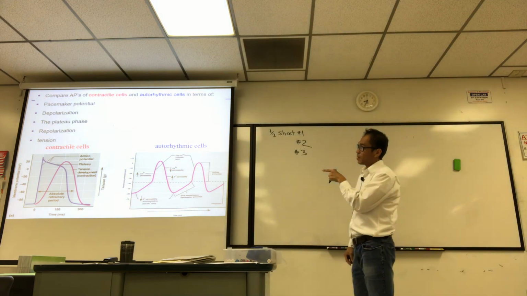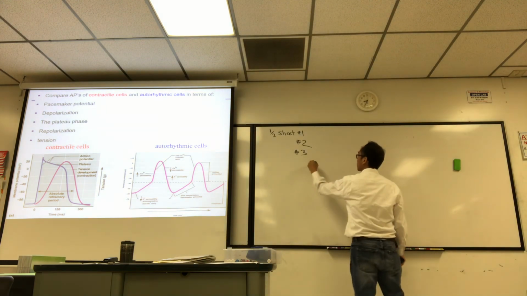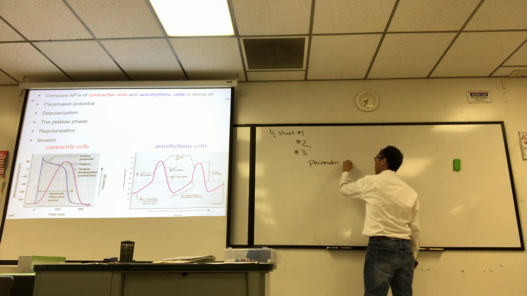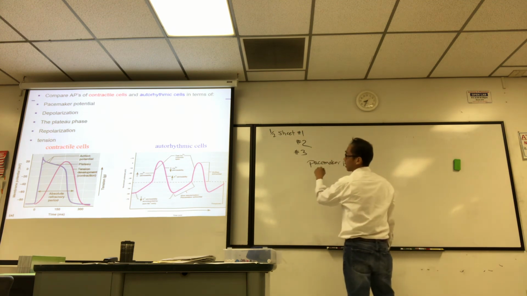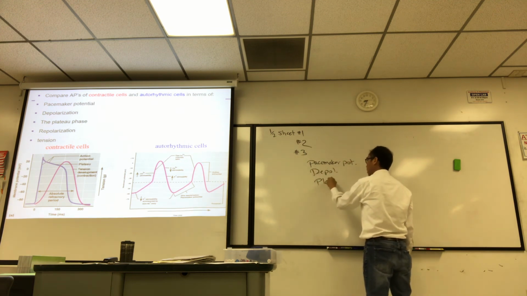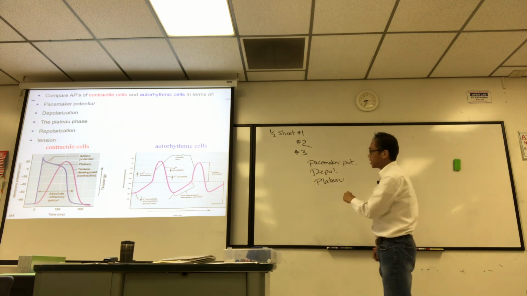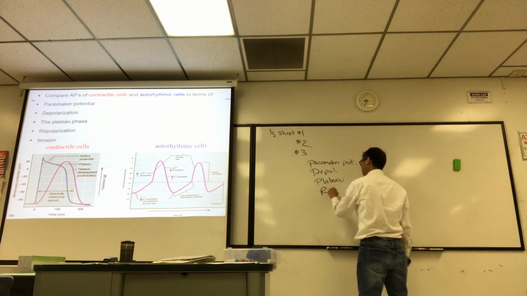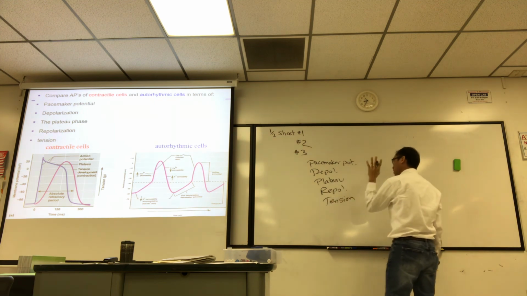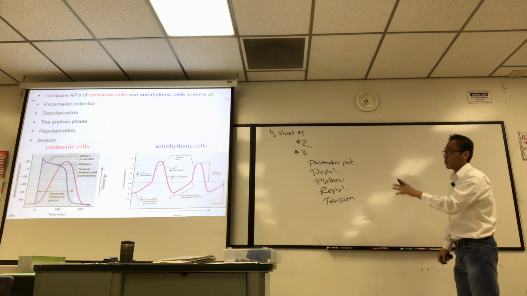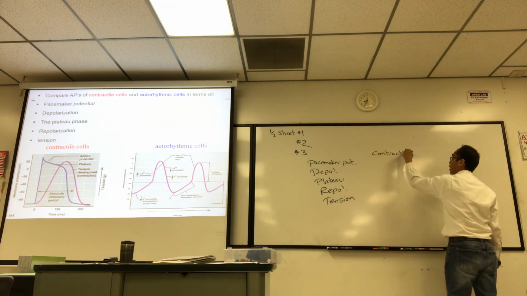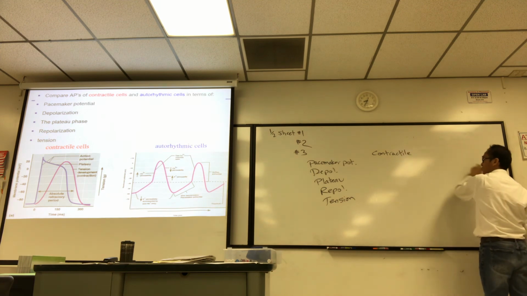So I have some things written up there. I have pacemaker potential, depol, plateau. I have repolarization and tension. So repol, tension. And I just threw these up there as terms to talk about contractile versus autorhythmic cells of the SA node.